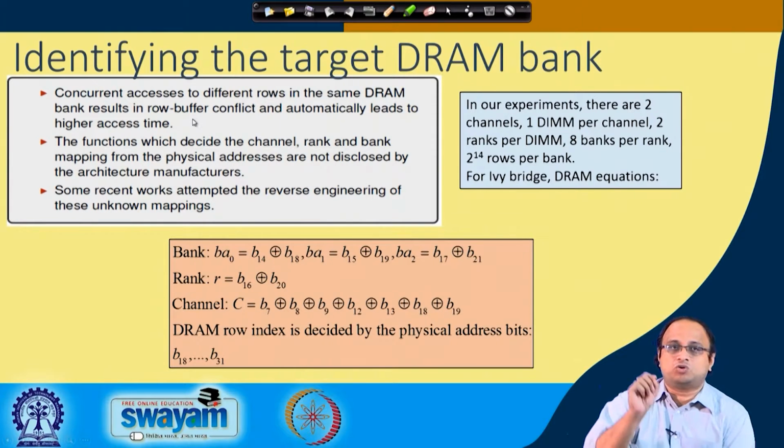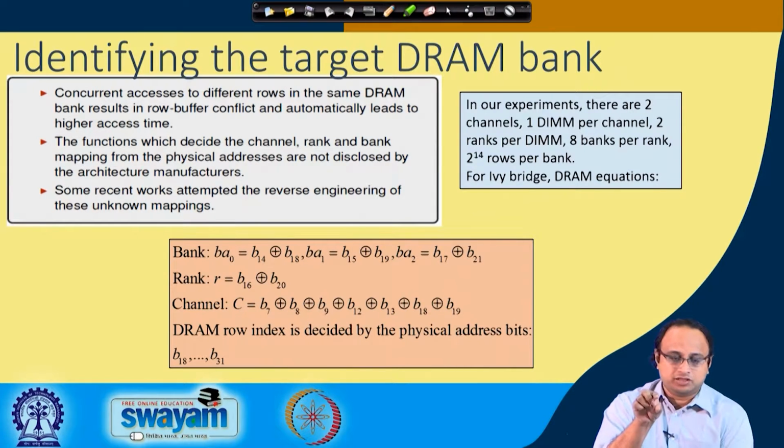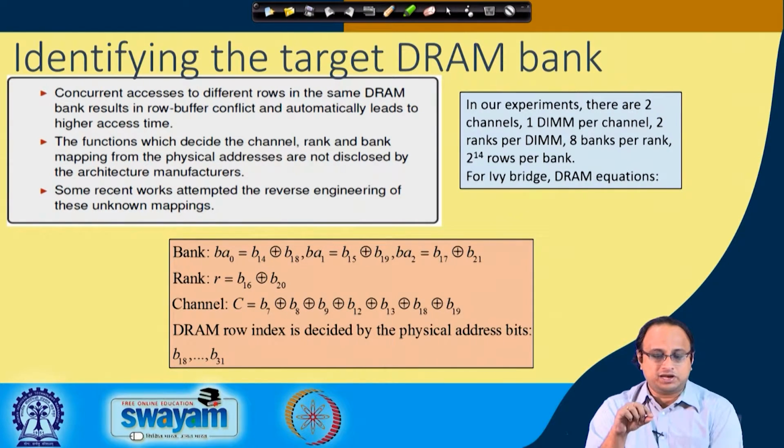If you remember the old code that we discussed, when we were addressing x and y, we wanted to access different rows in the bank. The objective was to evict the data from the row buffer, so that rather than accessing data from the row buffer, I access the data from the actual rows. This is called a row buffer conflict, and this automatically leads to higher access time, because if I get the data from the row buffer, that will take more time.